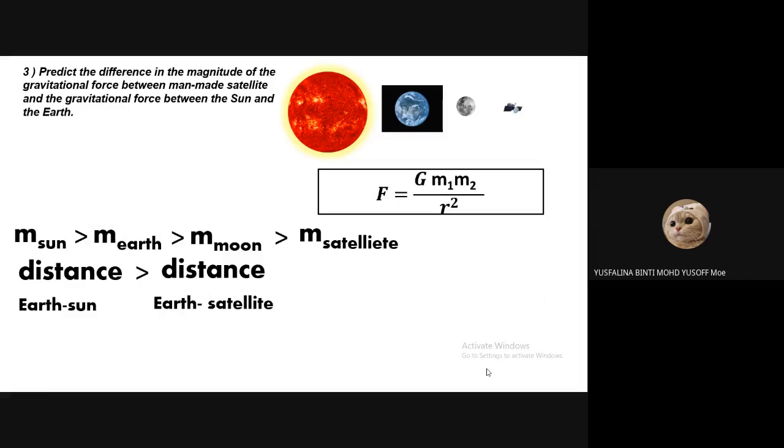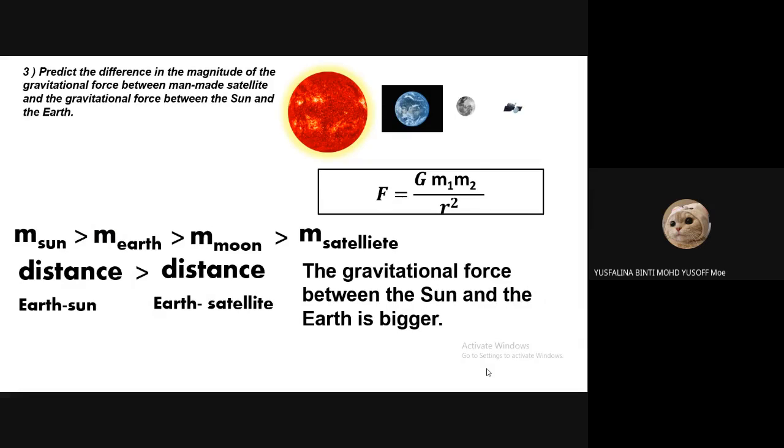So predict the difference in the magnitude of the gravitational force between the man-made satellite and the earth, and between the sun and the earth. Since the sun has the highest mass among these four, and the distance of the earth-sun is larger than the distance of the earth-satellite, we can conclude that the gravitational force between the sun and the earth is bigger than between the earth and the man-made satellite.